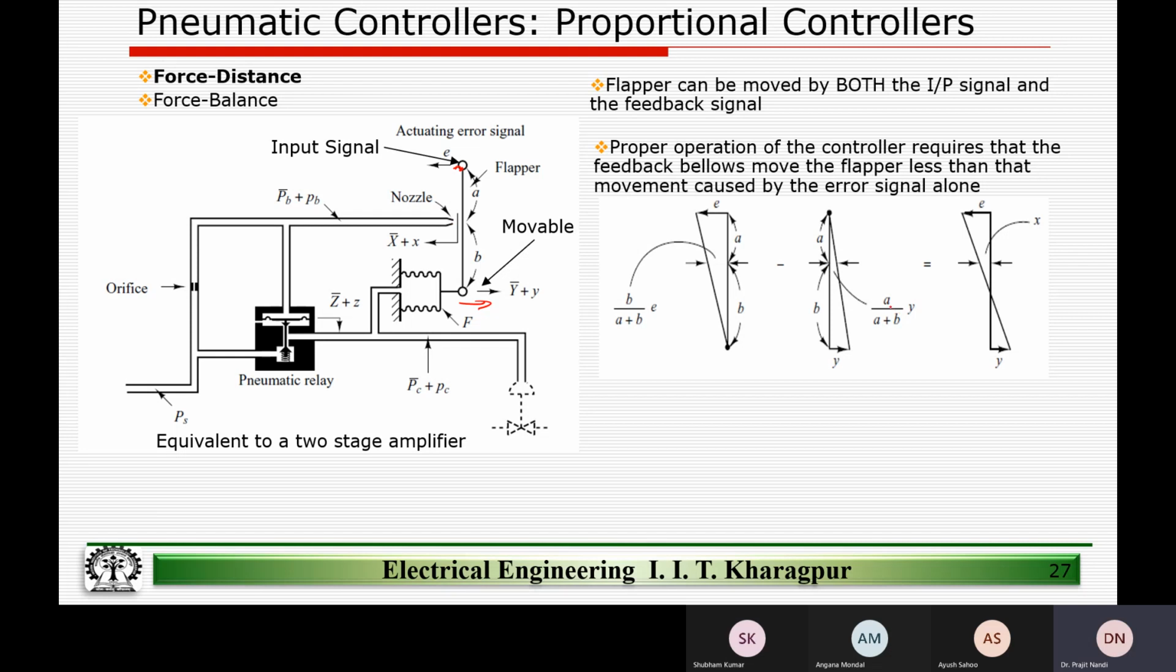So this will be given by A divided by A plus B multiplied by Y, right? Any questions? This should be straightforward. And then the overall movement will be, so this guy had tried to move the flapper closer to the nozzle, and the feedback, assuming that it's a negative feedback, and we'll see whether it will be a negative feedback or not. Assuming that it's a negative feedback, this will try to move the flapper out. So the effect will be minus, right?